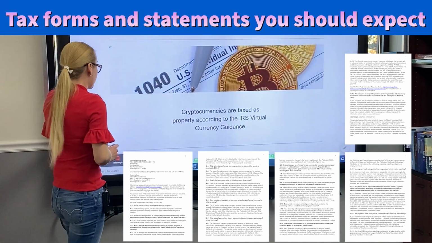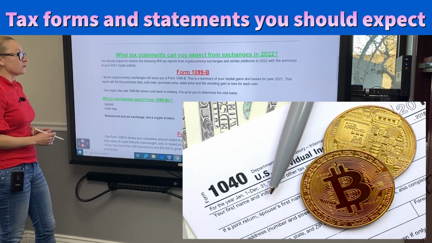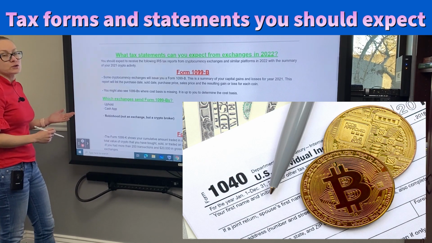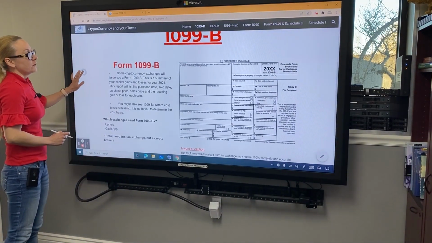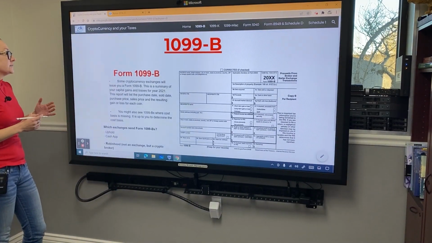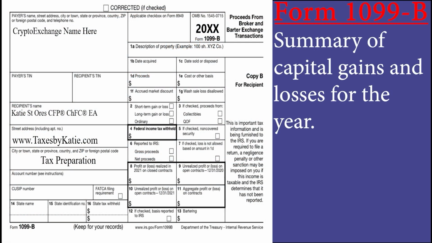Now let's talk about what tax statements you can expect this year from exchanges. First one is Form 1099-B. Form 1099-B is simply a summary of your capital gains and losses for the past year. This statement will list the description of the property, the date you purchased it, the date you sold it, how much you sold it for, your cost basis, whether it is a short-term gain or loss, and any possible federal income tax withheld.